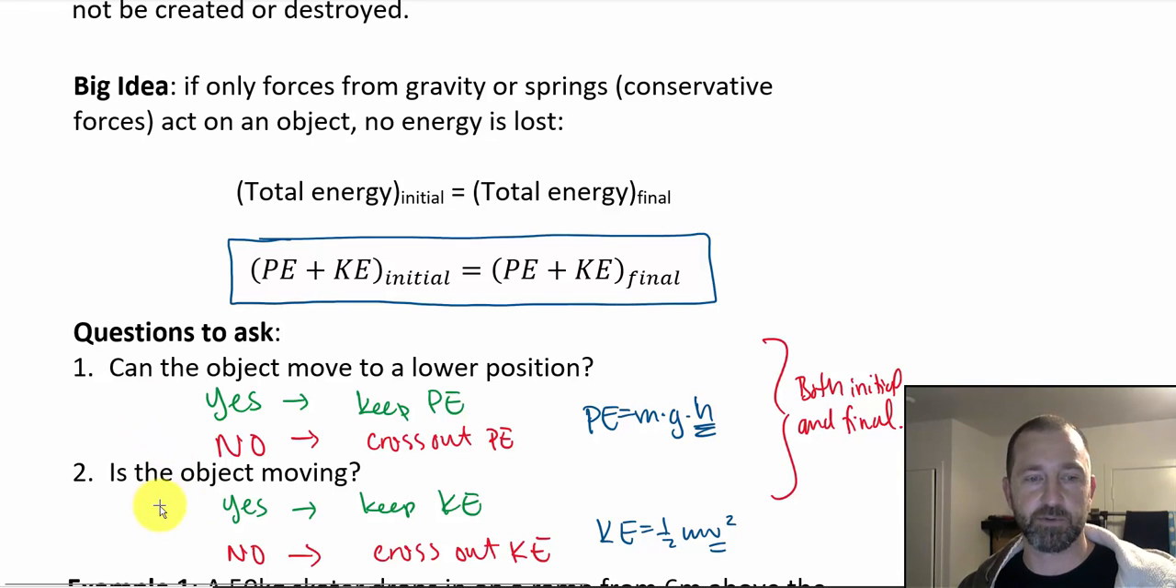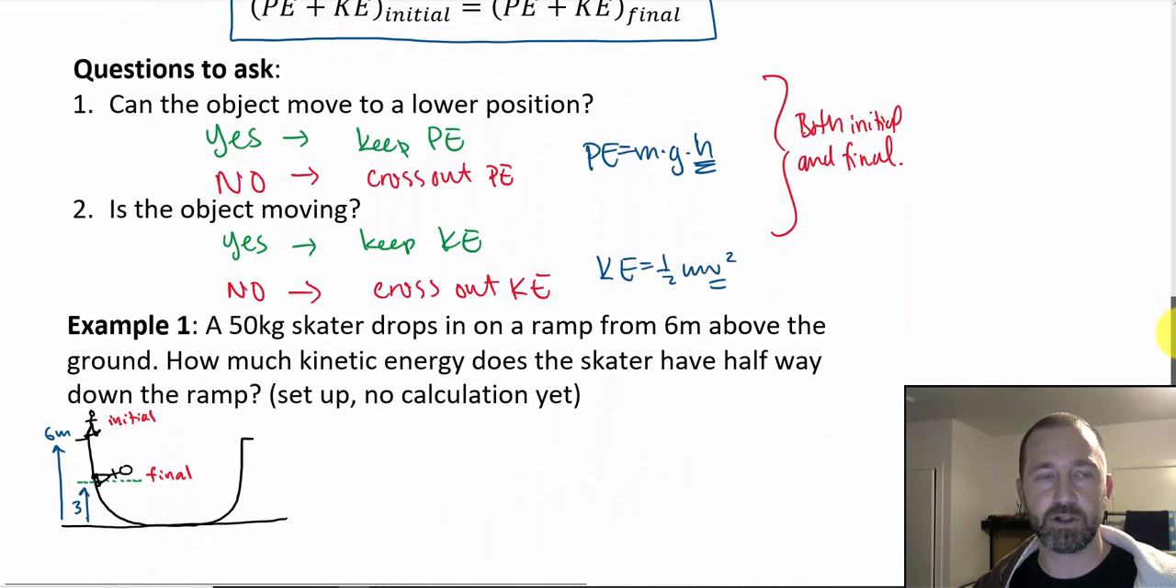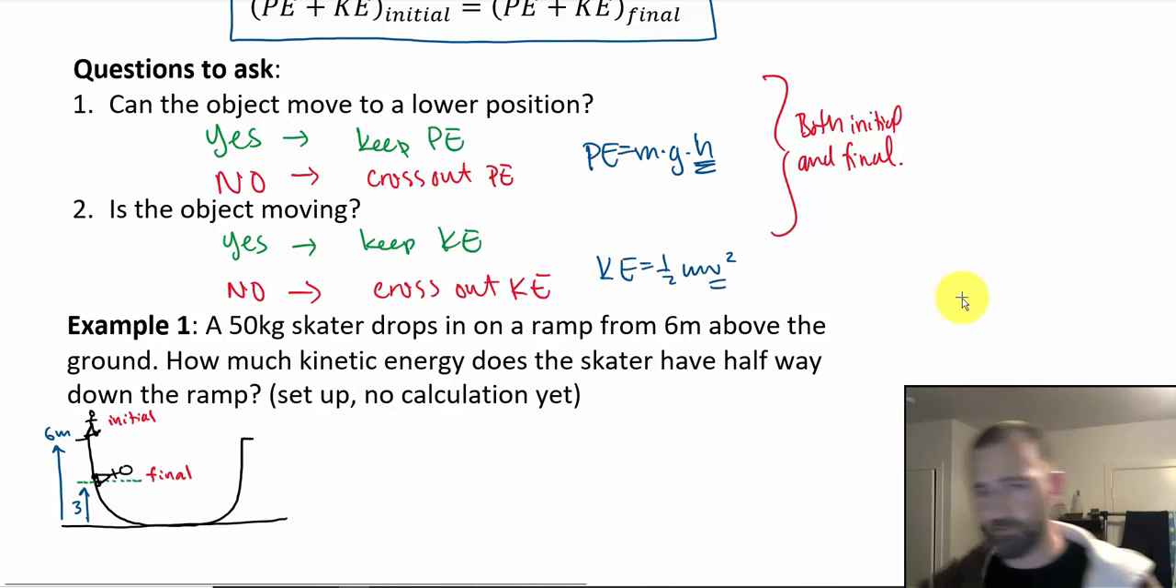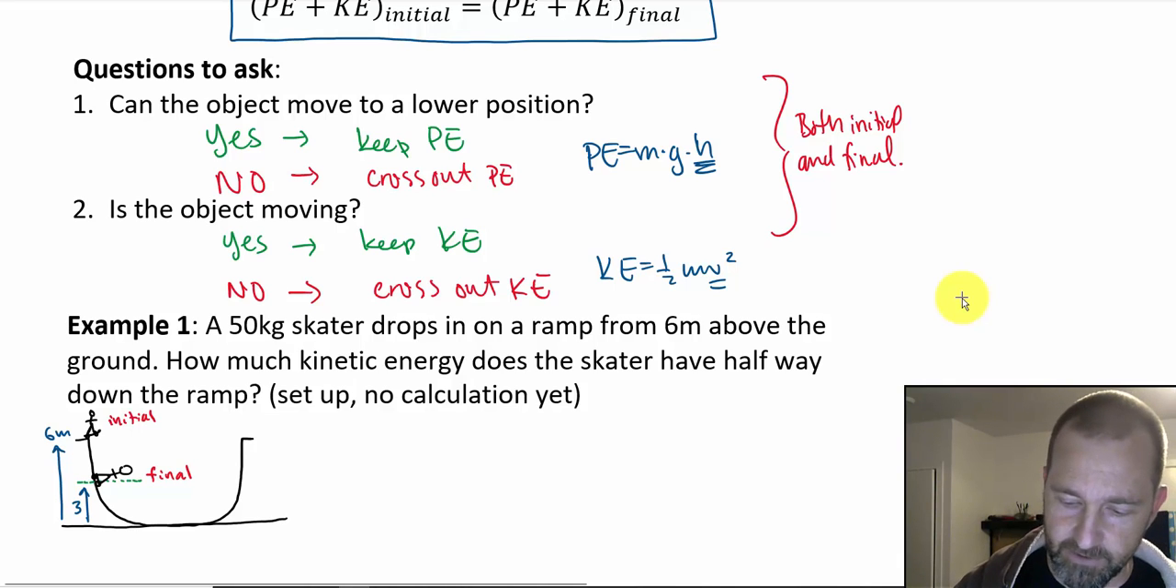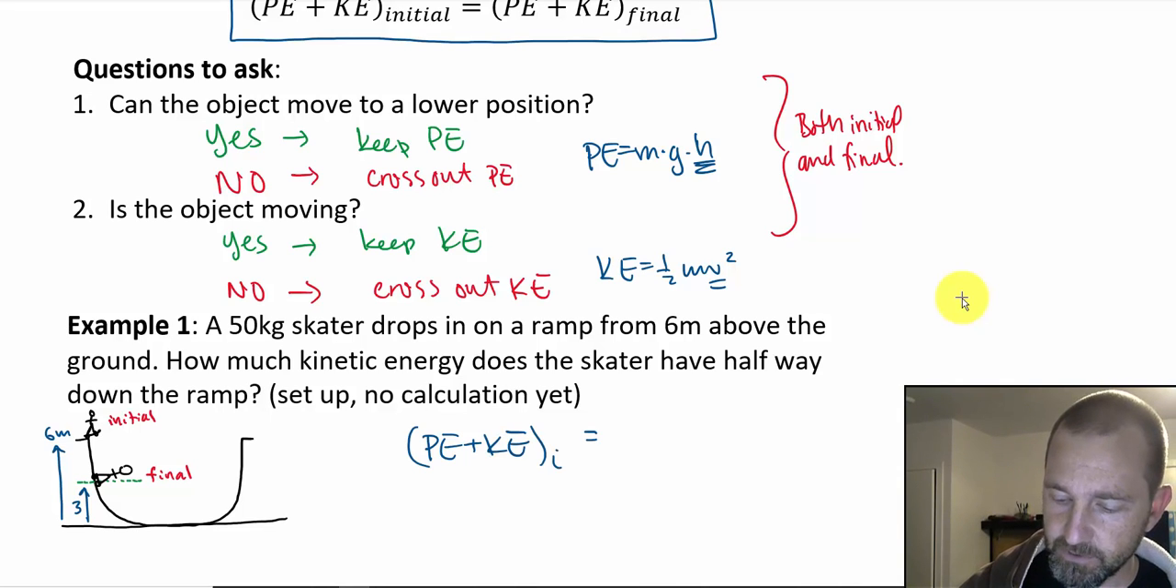Now, again, we need to make sure we ask ourselves these questions for the before and the after, and that way we can simplify the equation. And once we get that simplified, then we can plug in the formulas and we can put in the numbers. We can put in these MGHs and 1/2 mv squareds. So let's take a look at one problem and see if we can utilize this big idea equation with these questions in order to solve it. Before I even read the problem though, I'm going to go ahead and write in the formula, the big idea. PE plus KE initial, I'll just write an I for initial, has to equal PE plus KE final.